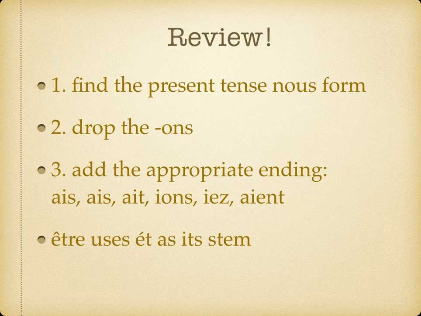Remember that être is our only irregular stem in the imparfait because there is no ONS on nous sommes to be dropped. So we're going to use A, E accent aigu, T. Whenever we add on our endings, then the T ends up getting pronounced: été, for example.